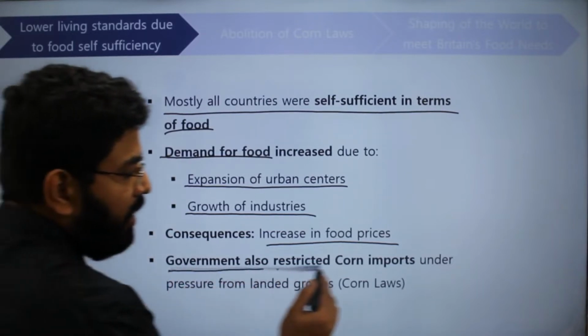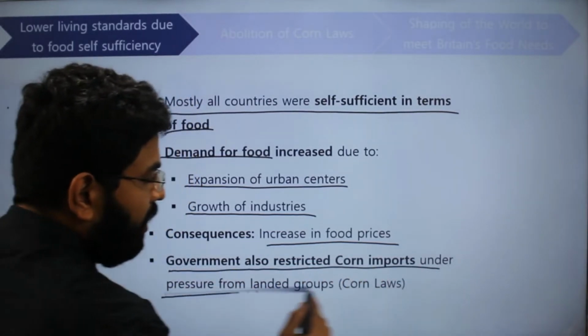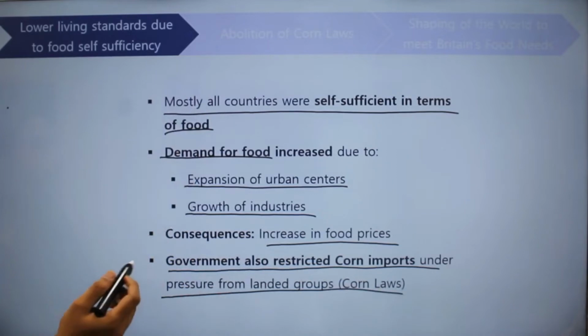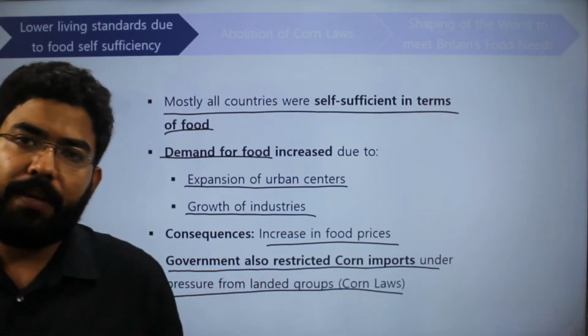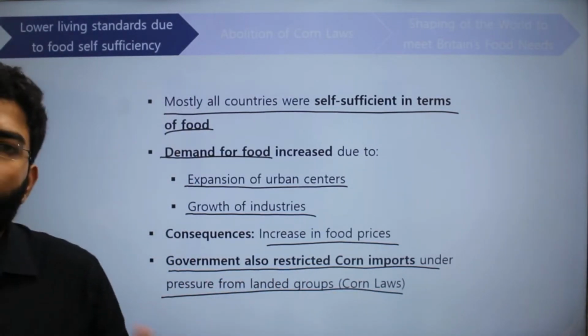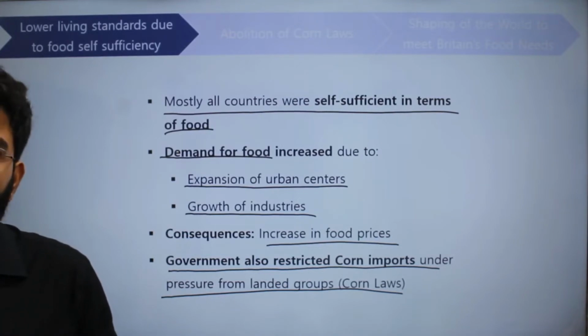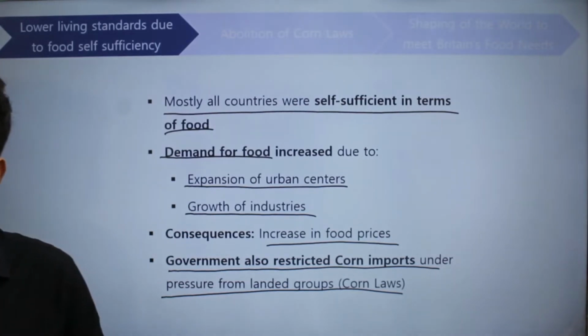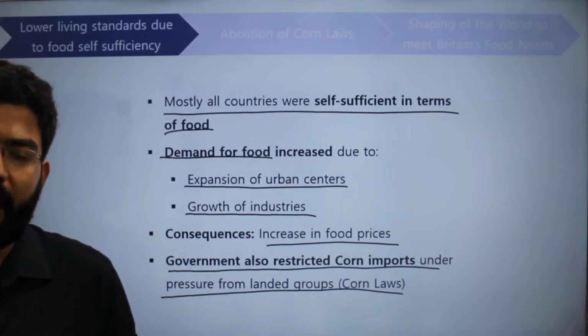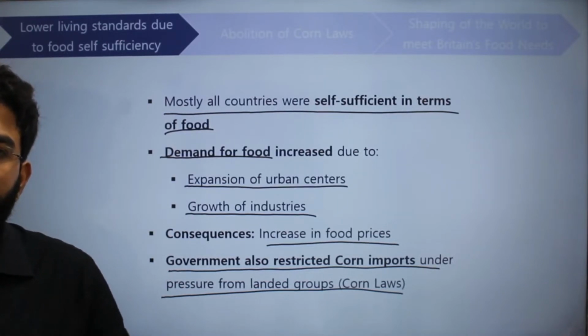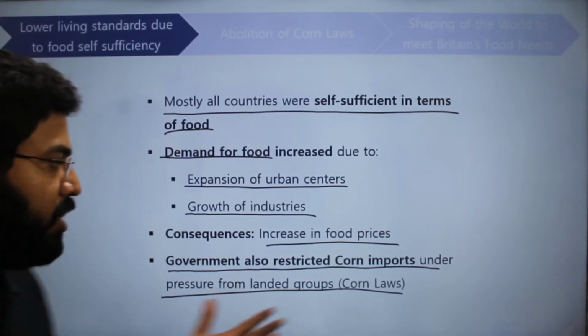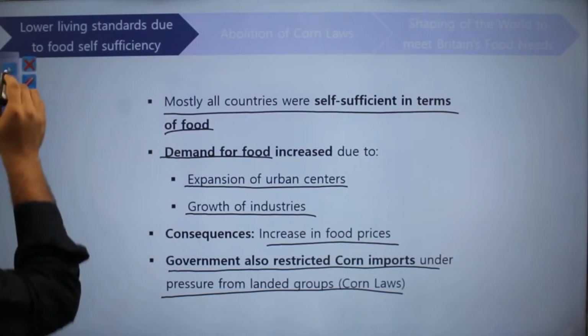Then earlier the government had also restricted the corn imports. So these are called corn laws. Corn laws were in place to restrict imports of corn, and not just corn but wheat as well, so any type of standard food production was limited to domestic consumption. So import was restricted. This was the policy of Britain at that time.